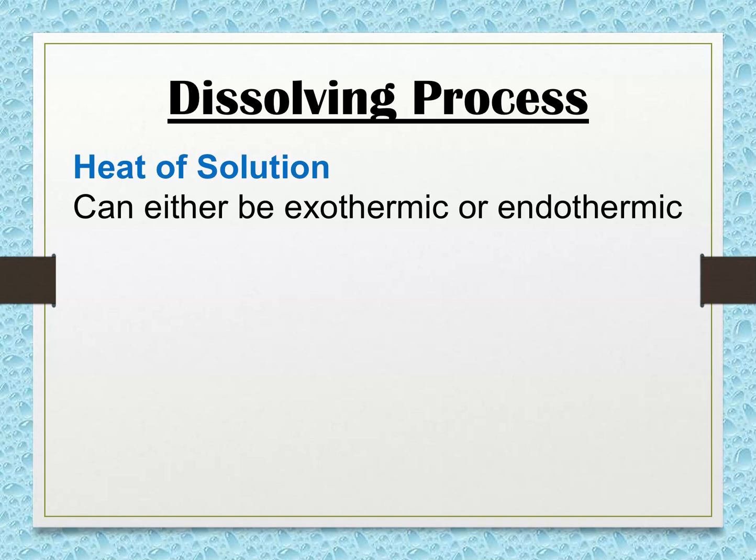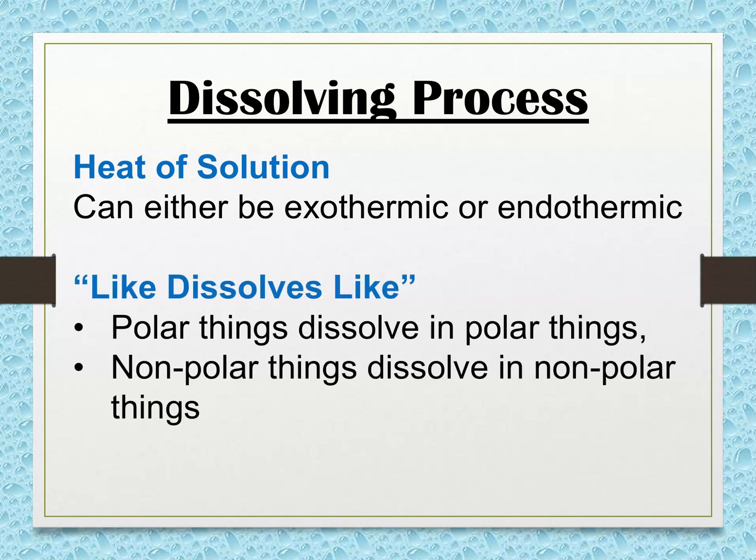All right, the dissolving process. We have a heat of solution. The amount of energy it takes for this to happen can be exothermic or endothermic. Easy enough, we're familiar with that. But at the end of the day, like dissolves like. Things that have similar bonding characteristics, similar IMFs within their molecules, are going to dissolve within each other. If they are different, they're not going to dissolve with each other. Questions on this?